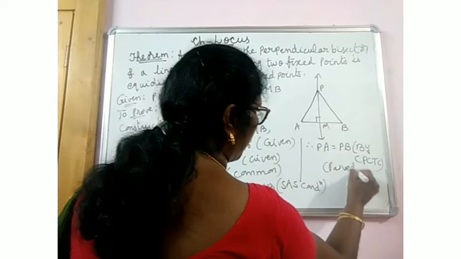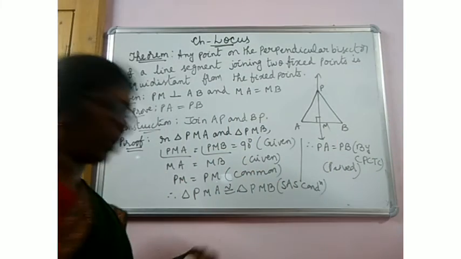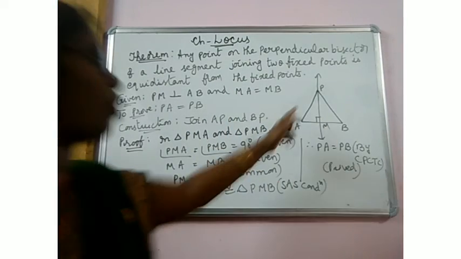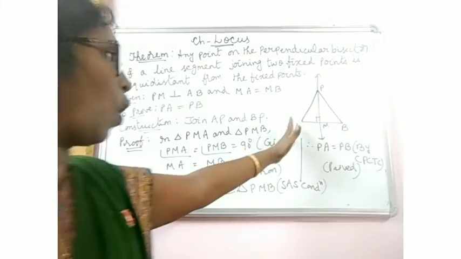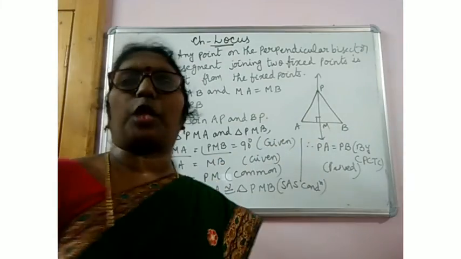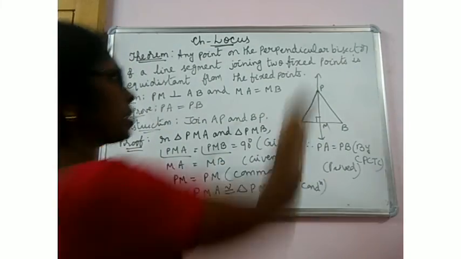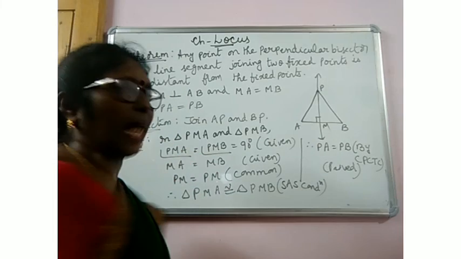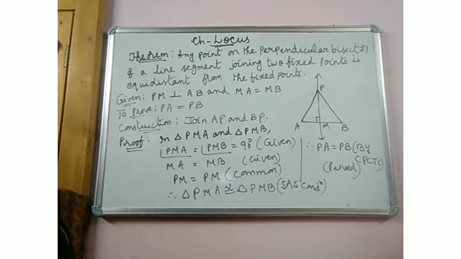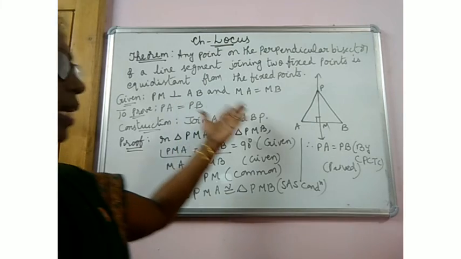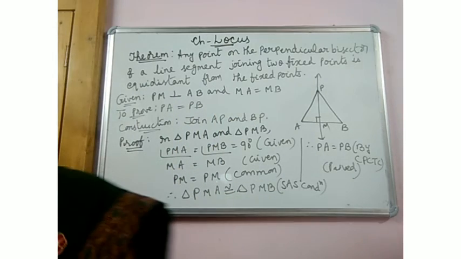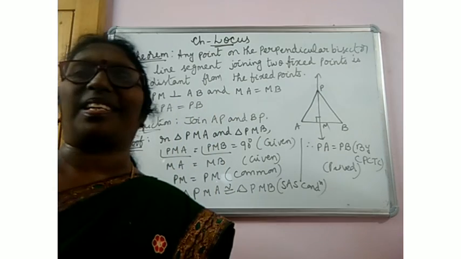Not only this point P, any other point you take on this perpendicular bisector will always be equidistant from the two fixed points, because it is on the perpendicular bisector of the line segment joining the two fixed points. So the theorem and its converse I have explained to you. I suppose it is clear to you.